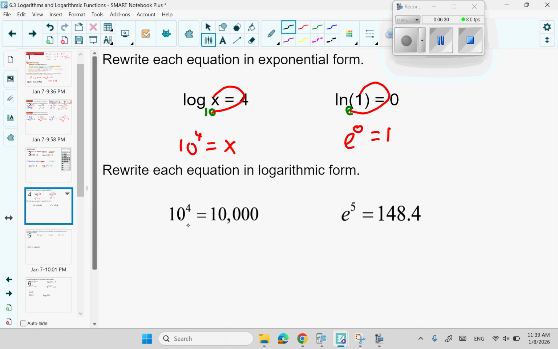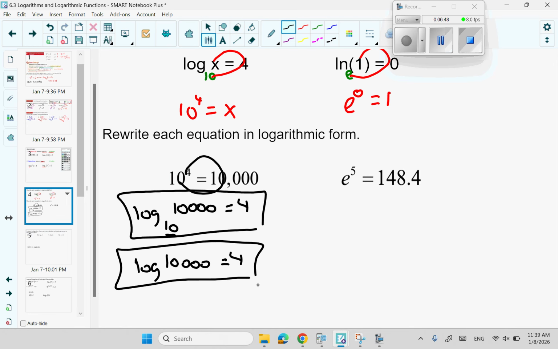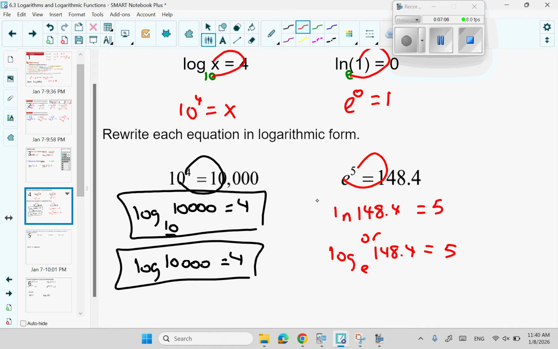Rewrite in logarithmic form, so spiral it. Log base 10 of 10,000 equals 4. Because 10 is there, I either can just leave this as my answer, or I didn't have to technically write it. Either is fine. Same idea over here. This is an e, so I'm going to say natural log of 148.4 equals 5. Or if you want to think about it as log base e of 148.4 equals 5, either's fine.